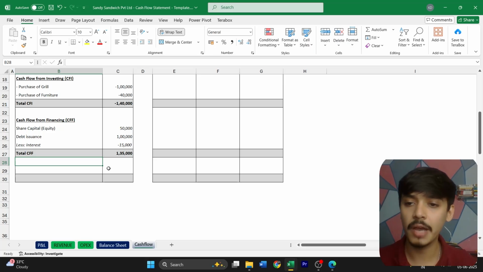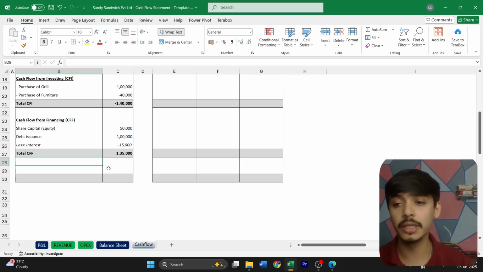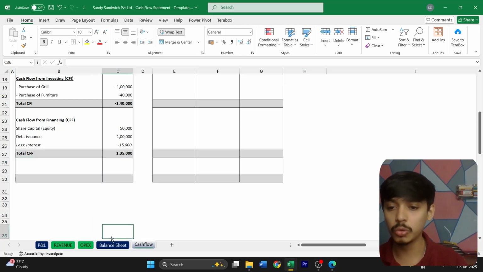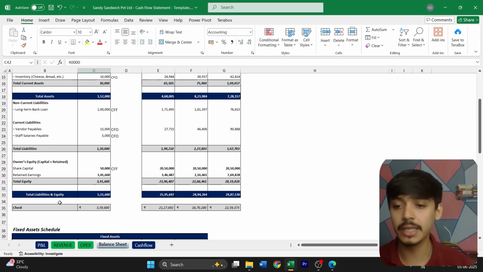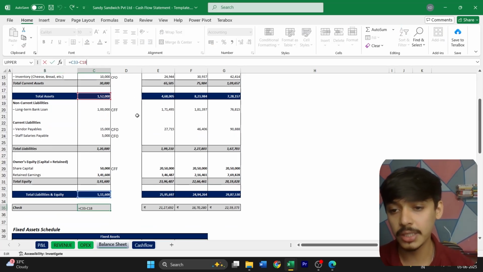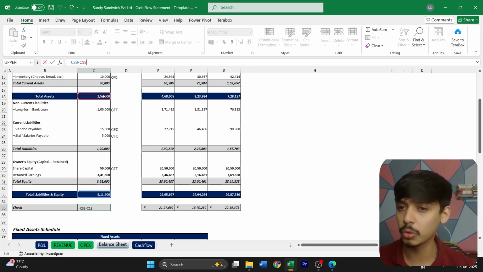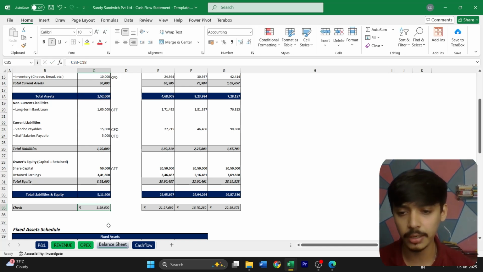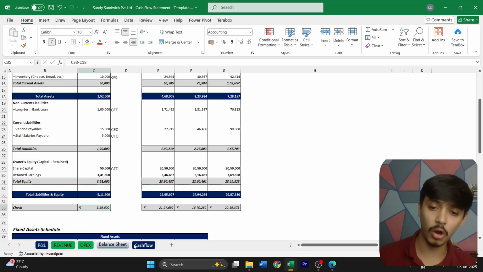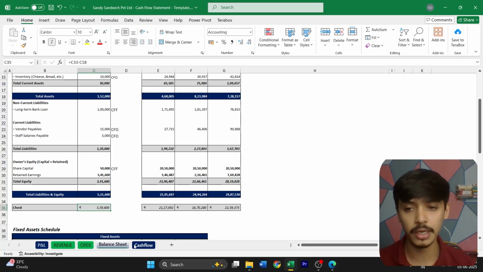Perfect. Now we have calculated the three elements of the entire cash flow statement. We need to calculate the closing balance that we will take to the balance sheet, which will help us tally both assets and the liabilities. We can see that there is a check of 3,59,000, which is a difference between the total liability and the total assets, which should match. But for now, we are getting a reference error. So this is the amount that cash flow should give us. And if it is not that, then we have made some error in calculating cash flow. Let's see what is the total that we get.